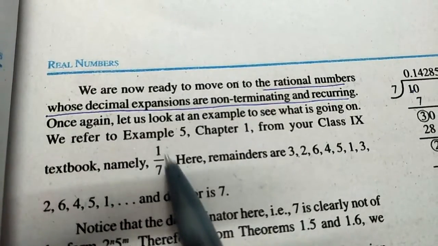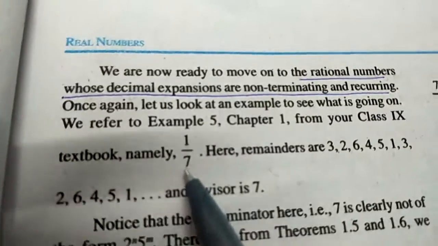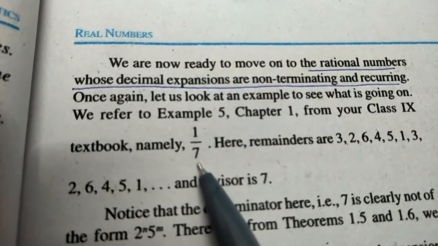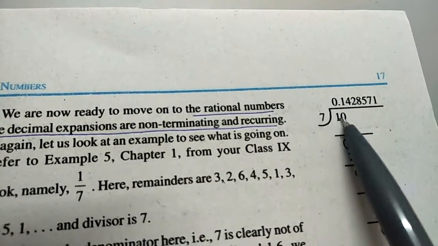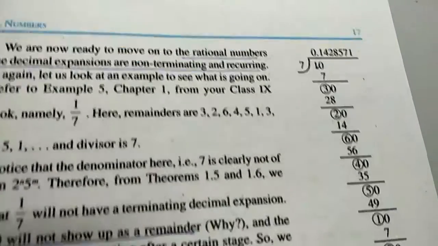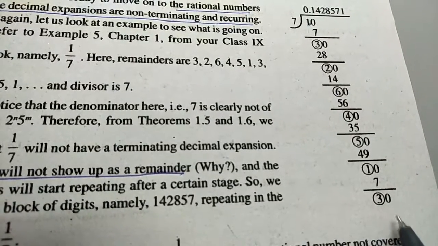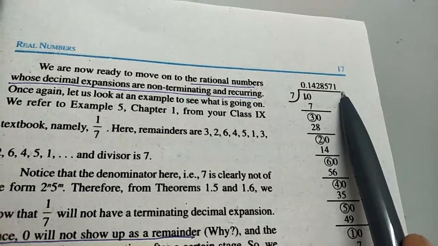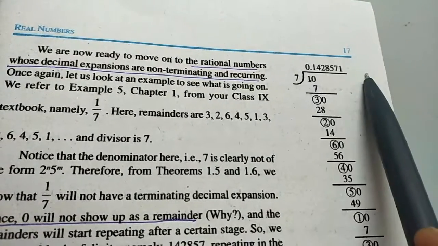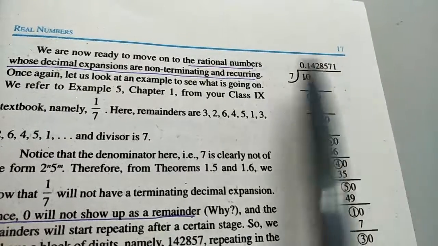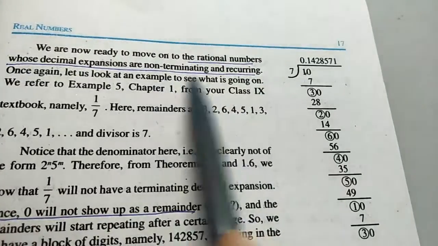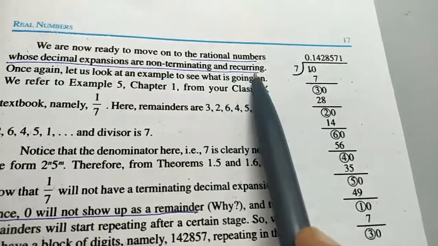Now if you see another rational number, 1 upon 7, 7 is neither even nor in the form of 10 or a power of 10. So if we divide 1 by 7, you will see there will be no remainder; it will go on continuing and will not terminate. You can see here, as we go on dividing, this will go on increasing. So they are known as non-terminating and recurring. Sometimes they are only non-terminating, sometimes they are non-terminating and recurring.